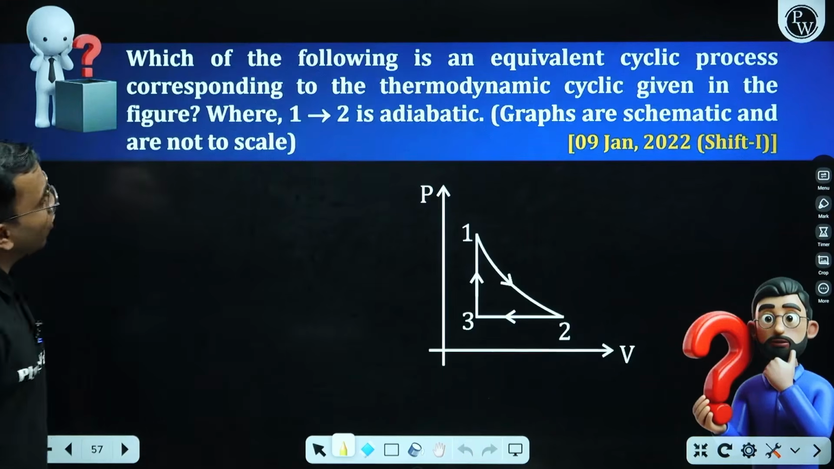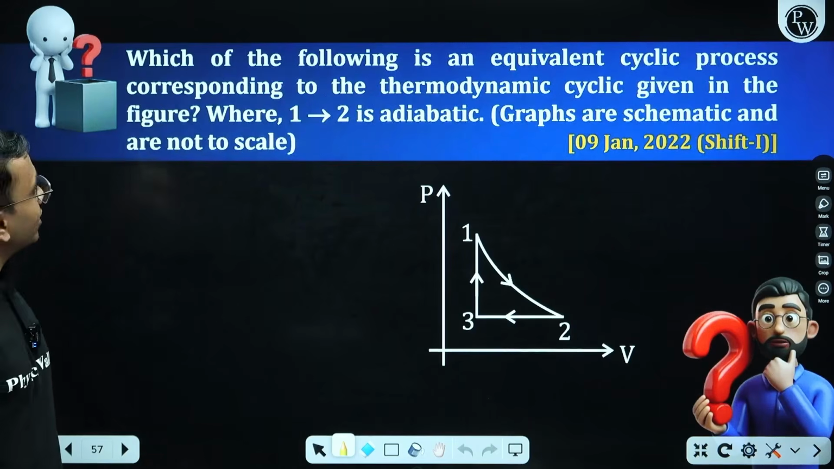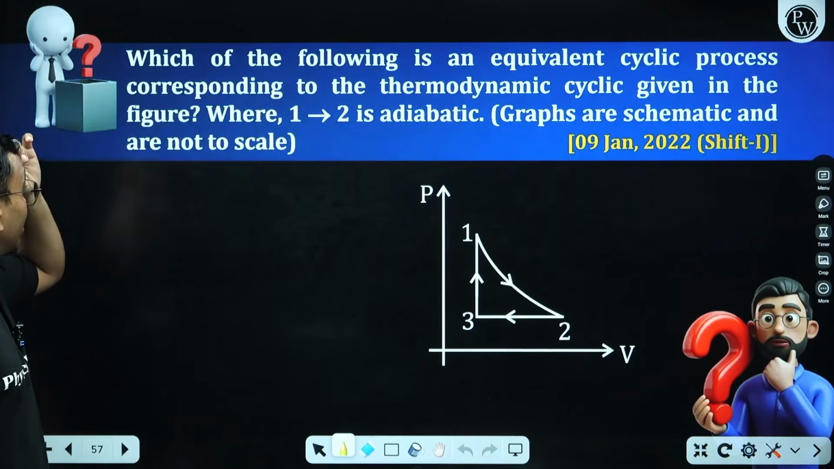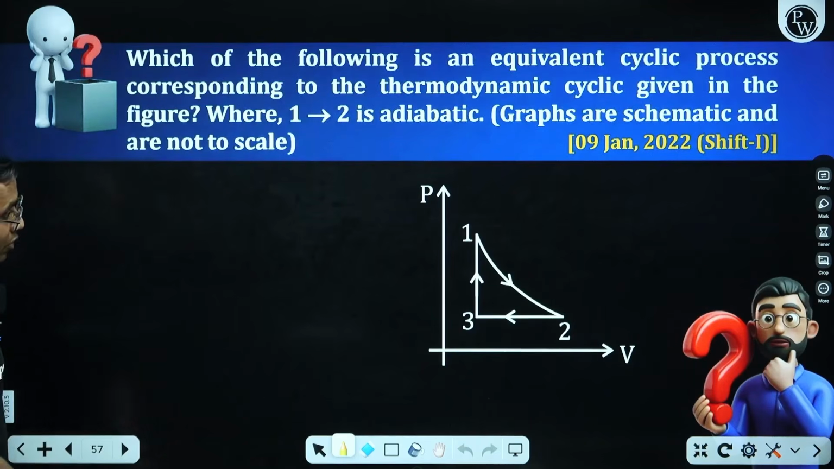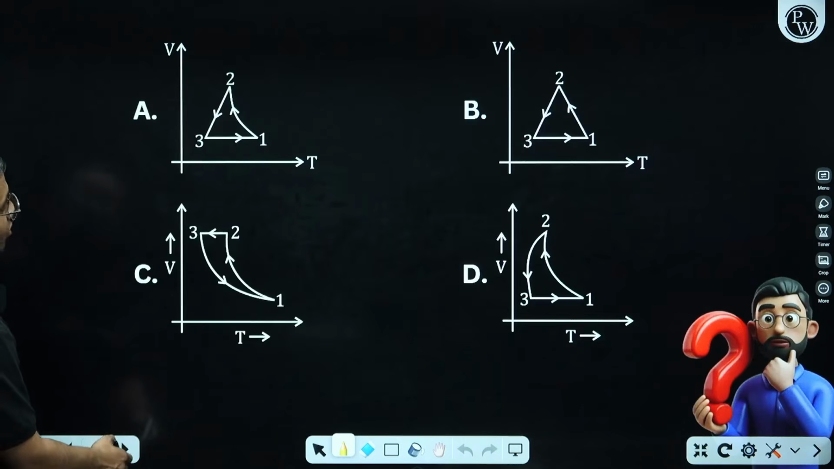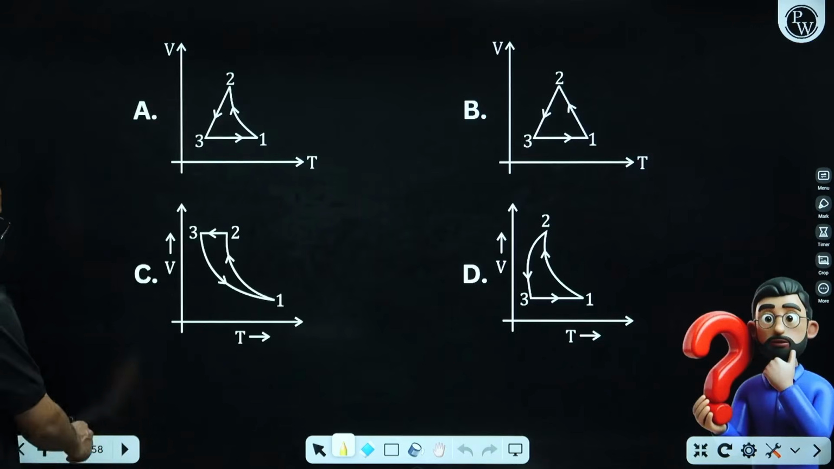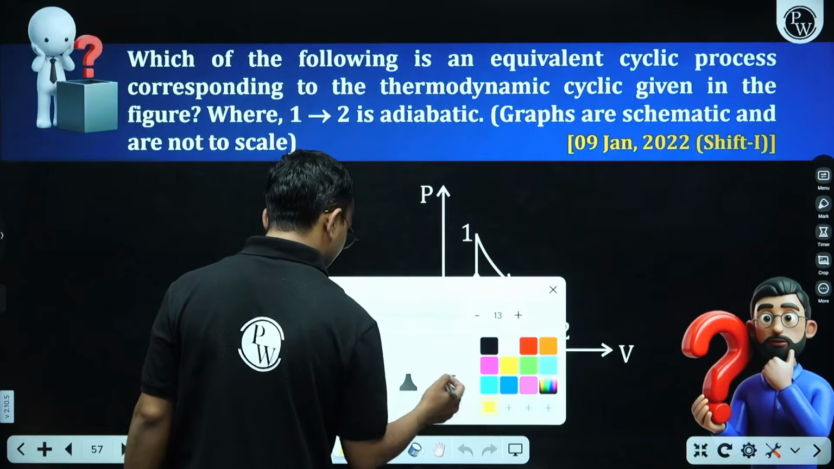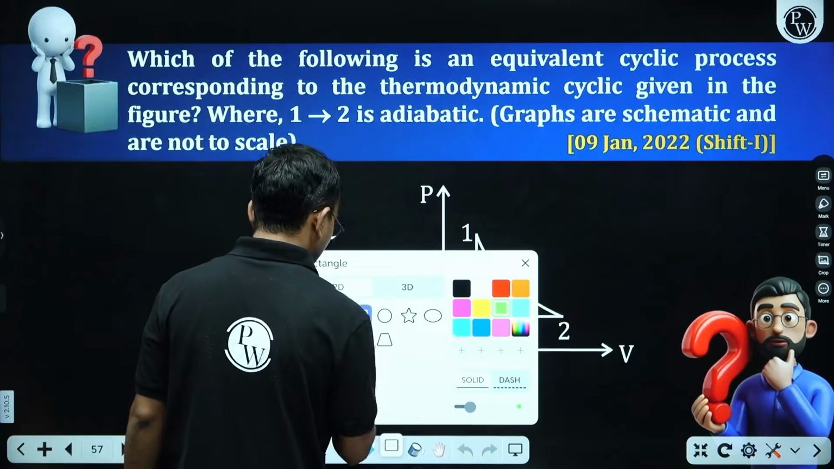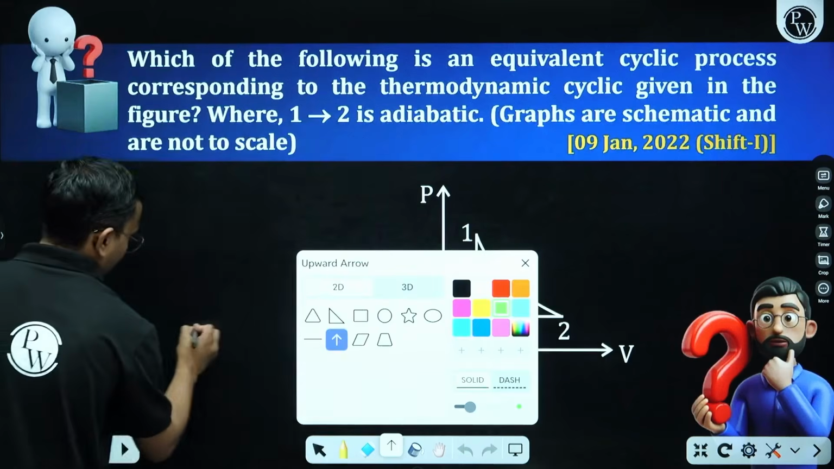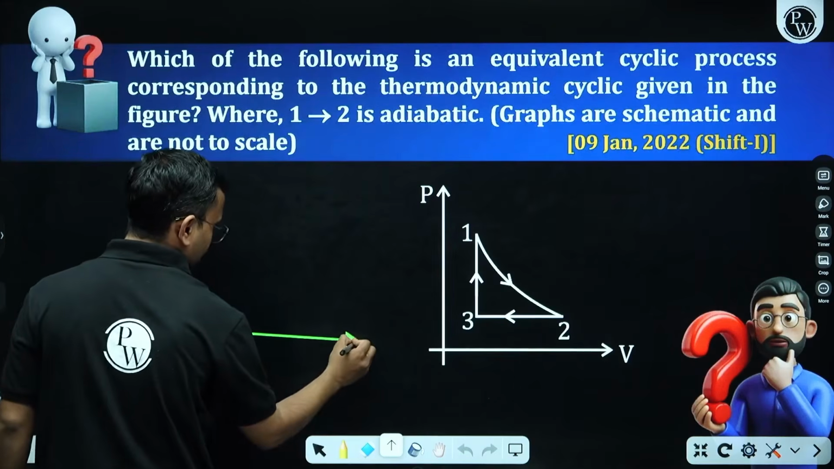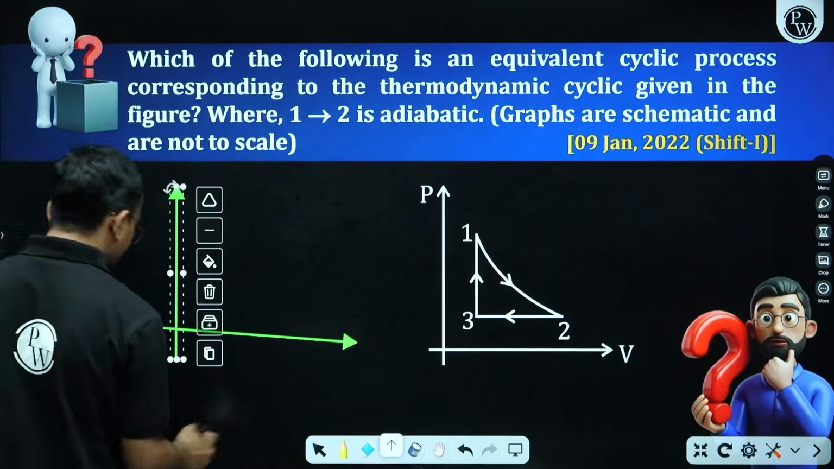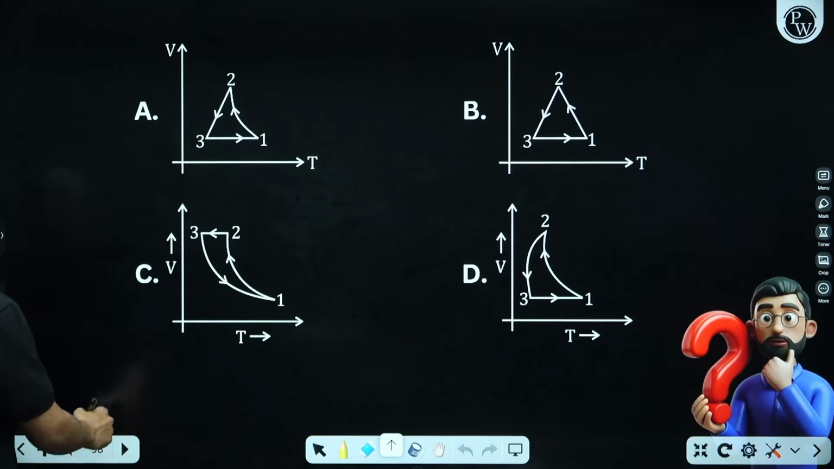Another question: which of the following is an equivalent cyclic process corresponding to the thermodynamic cycle given in the figure? 1 to 2 is adiabatic. The options are here. So we need the VT curve. The PV curve is given to us, we need the VT curve. Let us draw it. Which axis are they taking? V vertical, T horizontal.